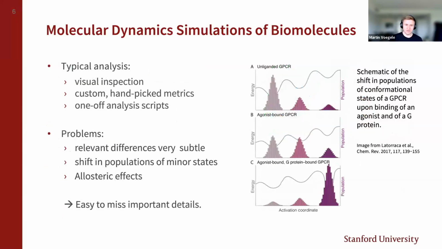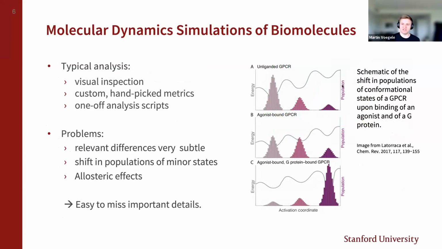How we usually do this, the simplest way, is to just look at these trajectories that are being produced and look at what happens. Then we often define some hand-picked metrics just to quantify what we see, and then calculate that over time, mostly using one-off analysis scripts. This process can be very, very tedious because, as I have explained, you have 100,000 atoms and you don't know which one is relevant.